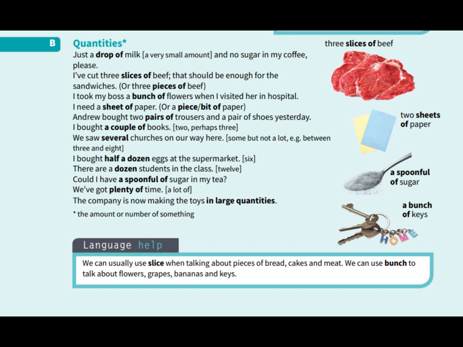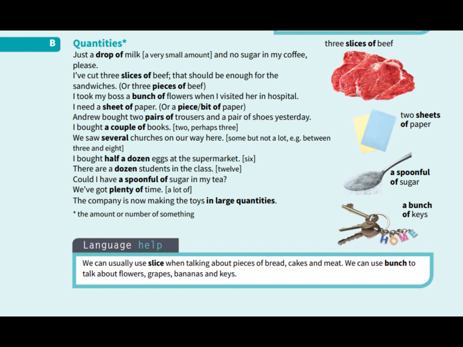Some things that have 2 matching parts are counted in pairs. For example, Andrew bought 2 pairs of trousers and a pair of shoes yesterday. A couple of something usually means 2, or perhaps 3. For example, I bought a couple of books. Several means more than a few, but not a large number. In the example, it may mean between 3 and 8. We saw several churches on our way here.